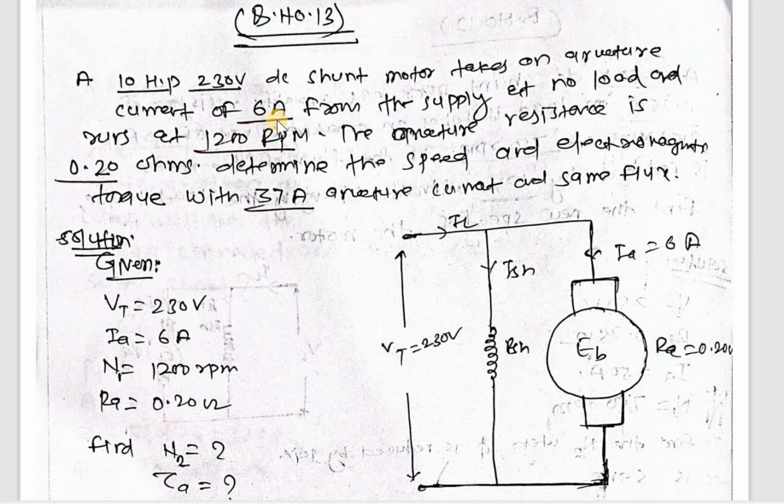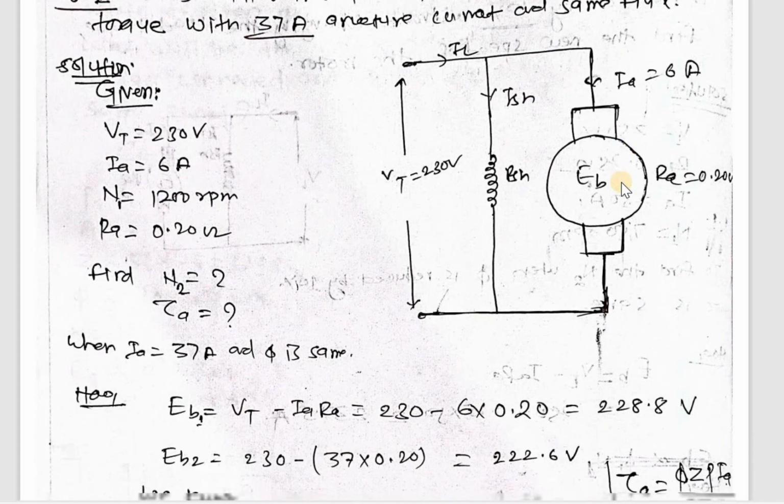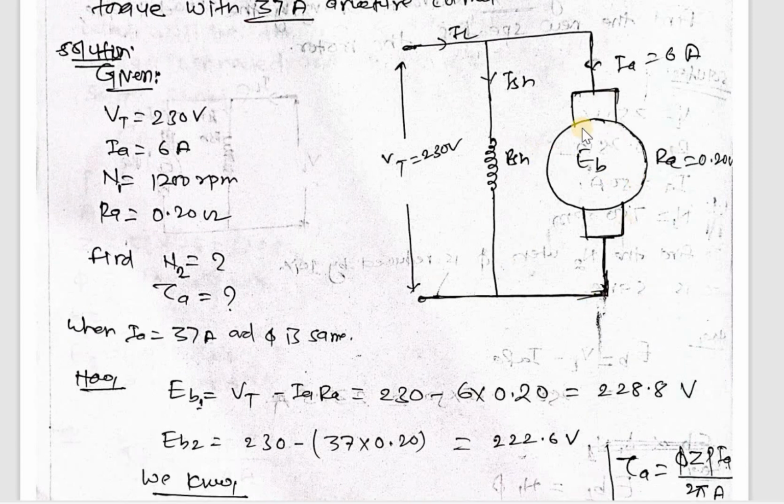And next problem is a 10 horsepower 230 volt DC shunt motor takes an armature current of 6 ampere from the supply at no load and runs at 1200 RPM. The armature resistance is 0.20 ohms. Determine the speed and electromagnetic torques with 37 ampere armature current and same flux. This is the circuit diagram of the above problem.